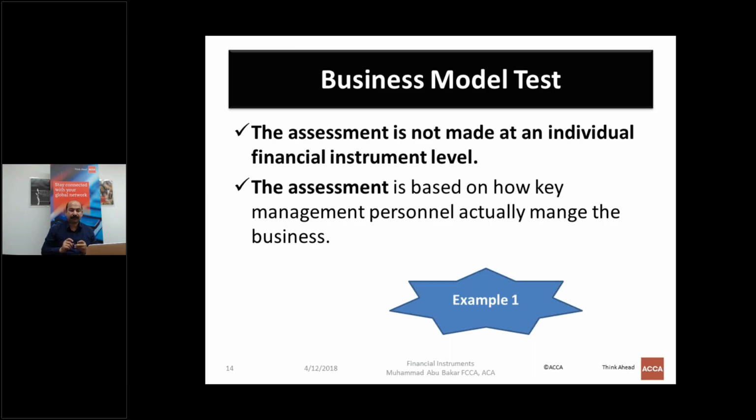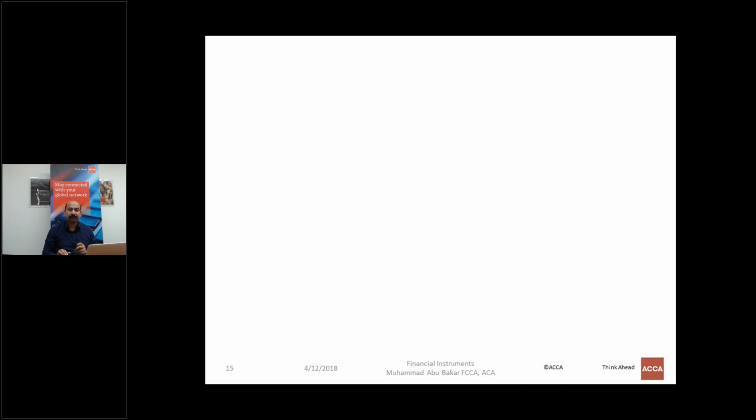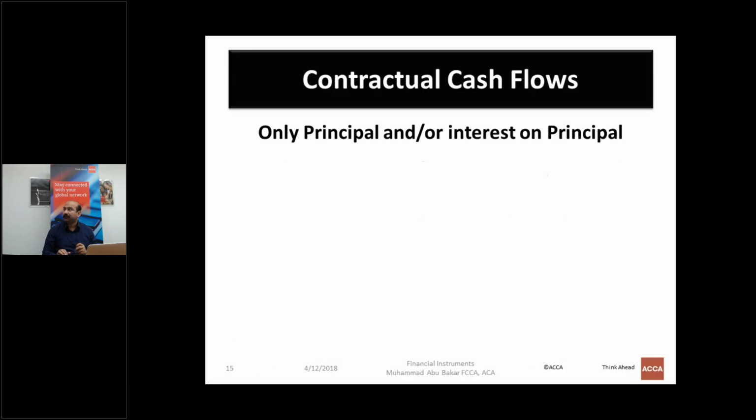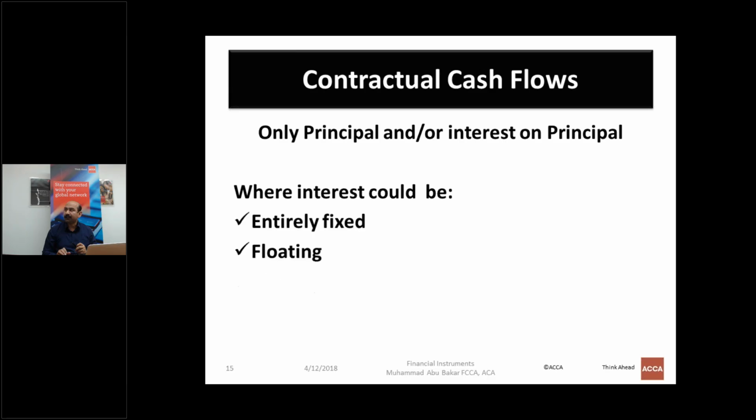Contractual cash flows, as I mentioned earlier, are basically only principal or interest on principal, and interest could be entirely fixed, floating, or a combination of fixed and floating, no matter. Interest can be in any form, but that will be taken as interest. Contractual cash flows could be principal only in the case of zero coupon bonds.